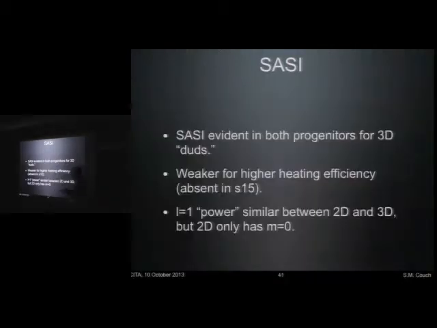So we find that SASI is evident in both progenitors during certain epochs, especially for the duds, the ones that don't explode. And it gets weaker if you turn that heat factor up as convection gets stronger. I didn't plot this, but the total power, if you were to sum up the L=1 modes, all the M's, is similar between 2D and 3D for the critical models, the ones that just explode. So if you compare models between 2D and 3D that have similar global metrics, such as shock expansion, heating efficiency, et cetera, the SASI is actually pretty similar between the two of them in terms of overall power in the L=1 mode.